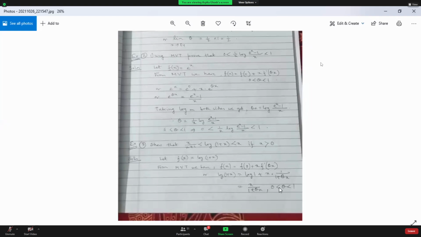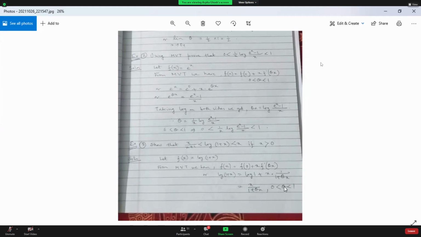So if we add 1 throughout, we'll have 1 plus 0 less than 1 plus theta into x less than, I'm sorry, I had multiplied by x, 0 into x less than theta into x less than x. 0 less than theta x less than x. So if we add 1, we'll have 1 less than 1 plus theta into x less than 1 plus x.